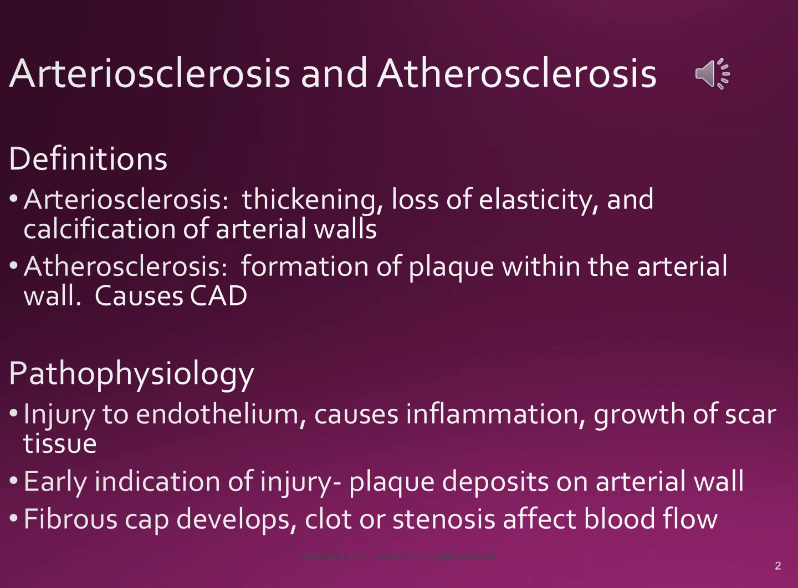So you get an injury to your endothelium, and this causes inflammation and the growth of scar tissue. And what happens is you get a fatty streak, and this builds up. The plaque builds up on top of the smooth muscle, and you get fibrous proteins, cholesterol. This fibrous cap develops, and it can calcify and harden. And it's like a little bump or a hill inside and it's very irregular.